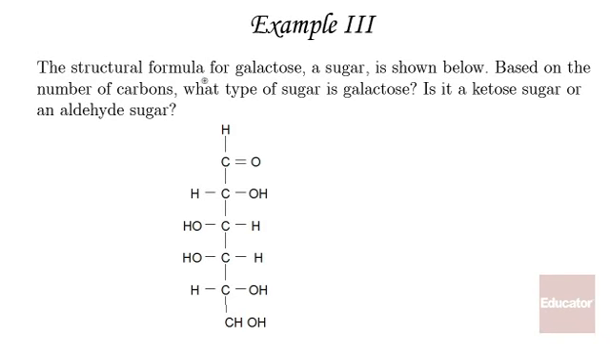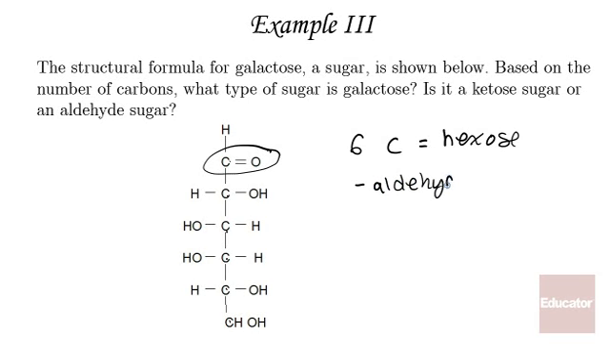Example 3. The structural formula for galactose, a sugar, is shown below. Based on the number of carbons, what type of sugar is galactose? Is it a ketose sugar or an aldehyde sugar? Okay, so this is galactose. 1, 2, 3, 4, 5, 6 carbons. Therefore, this is a hexose sugar. To determine if it's a ketose or aldehyde sugar, I need to look for the carbonyl group, and that's right here. It's on the end carbon. Therefore, this is an aldehyde sugar. So galactose is a hexose sugar, and it's an aldehyde sugar.